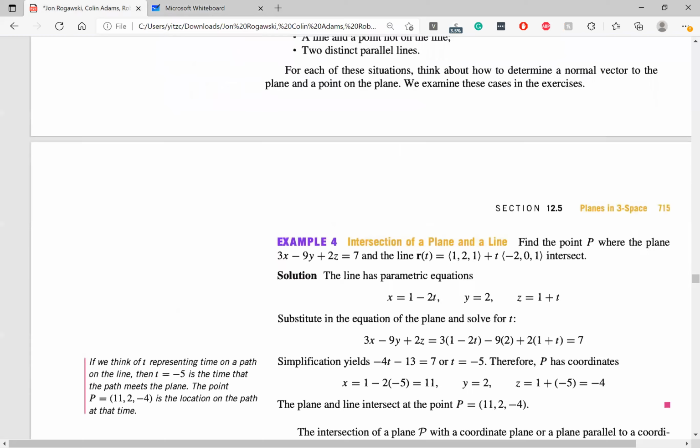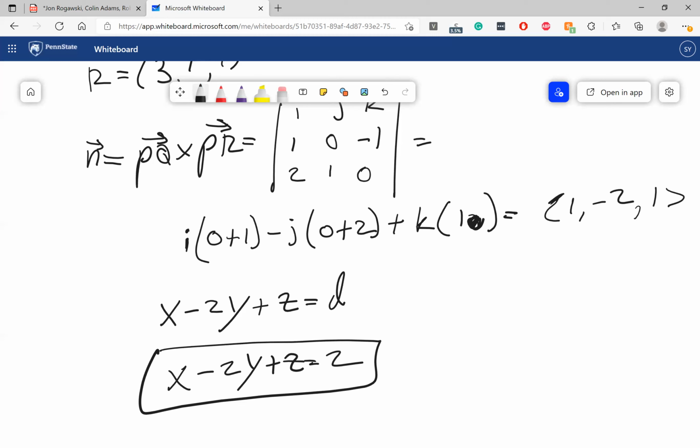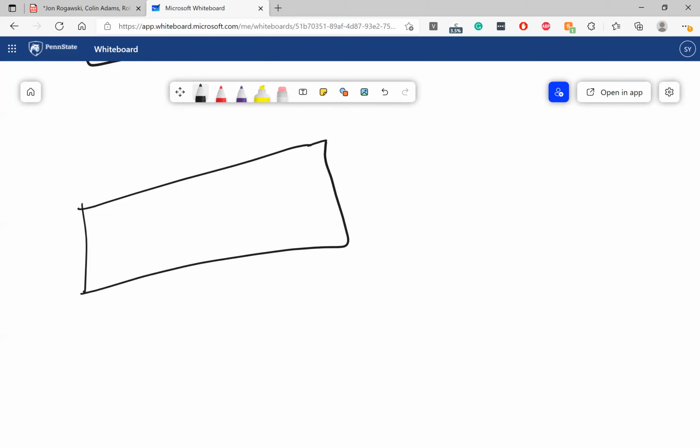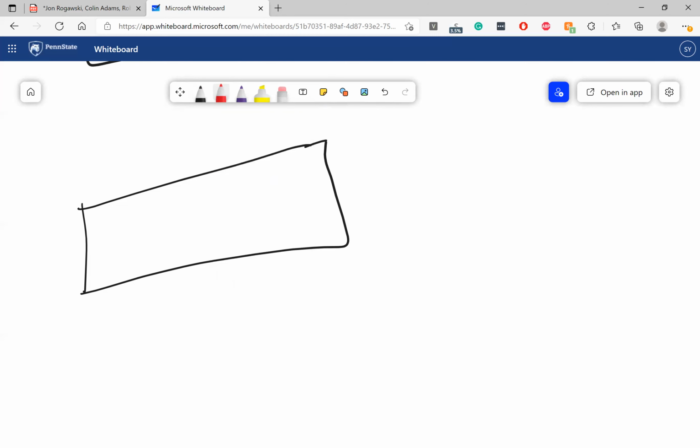Okay, so next problem. Now that we know what a plane is, and we also know what a line is, we can try to find the intersection of planes and lines. So here's my plane, here's a line, and the plane is written in the equation. Okay, let me go to a different board.